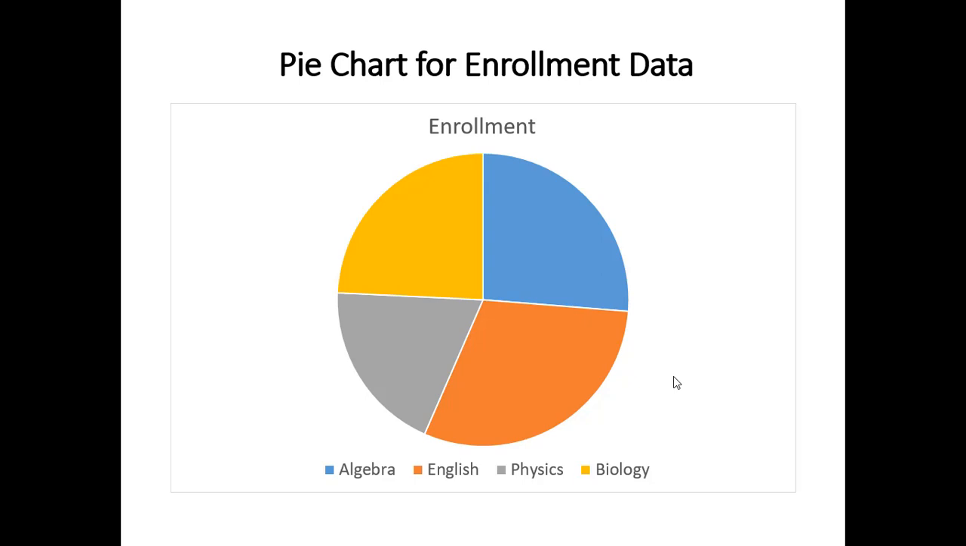Another type of graph you've probably seen before is the pie chart. Here's an example of a pie chart for enrollment data. This shows you how many students are enrolled in each area. These are fairly easy to produce, and we can easily make these in R.